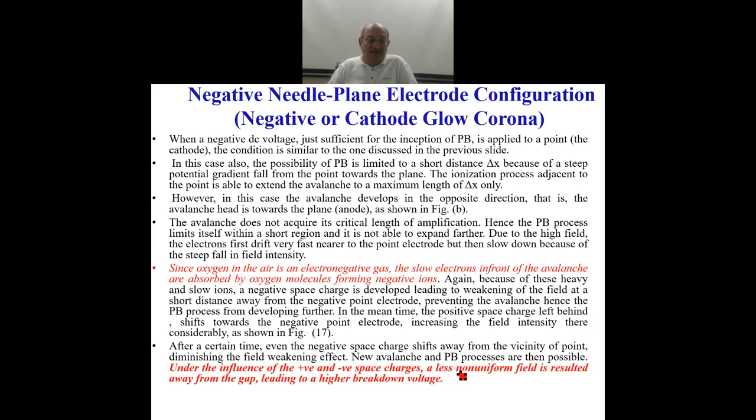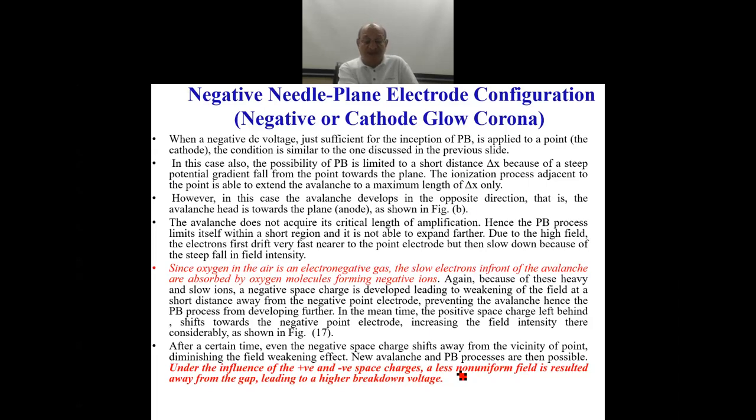And I have explained whatever is written here. When a negative DC voltage just sufficient for the inception of partial breakdown is applied on a point electrode, the cathode, the condition is similar to the one discussed in the previous slide. And I have explained how the positive and negative space charges build up, and how they affect the total field configuration in the gap.